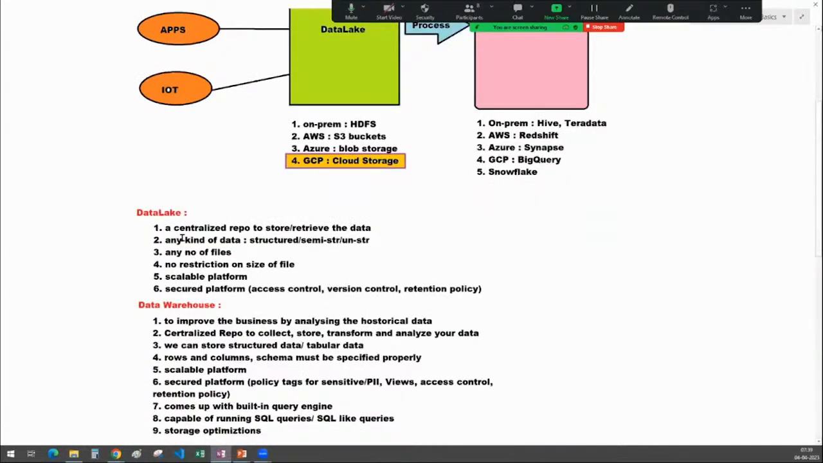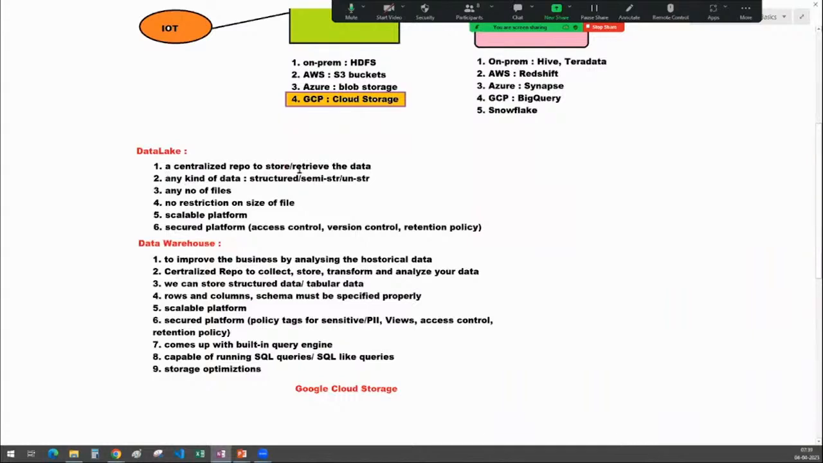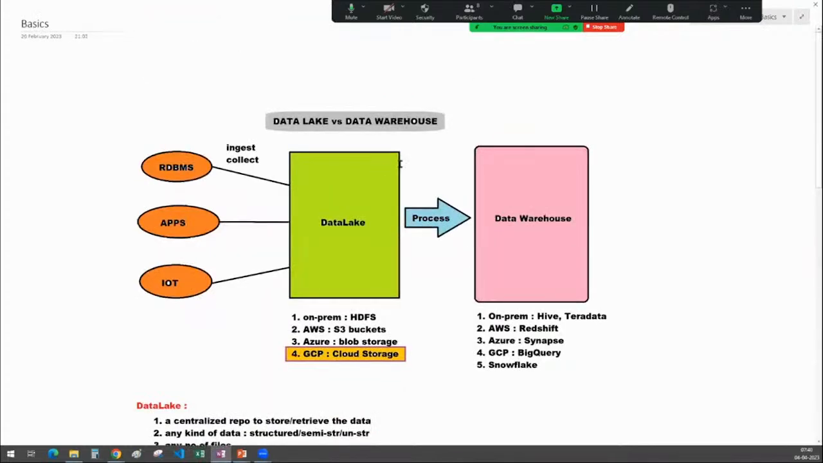A data lake is a centralized repository to store or retrieve the data. And what kind of data can we store here, guys? Any kind of data. Do we have any restriction on the number of files that we can store here? No, there is no restriction on the number of files that we can store in the data lake. And it is a scalable and secured platform, right? So this is the definition of a data lake.